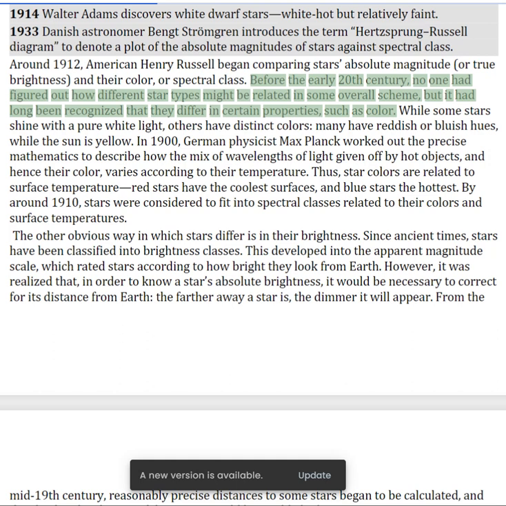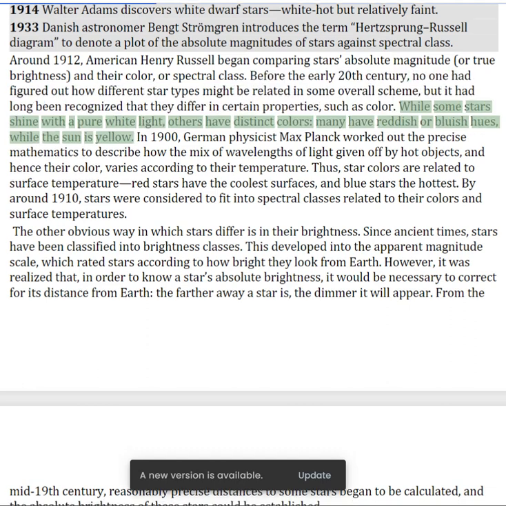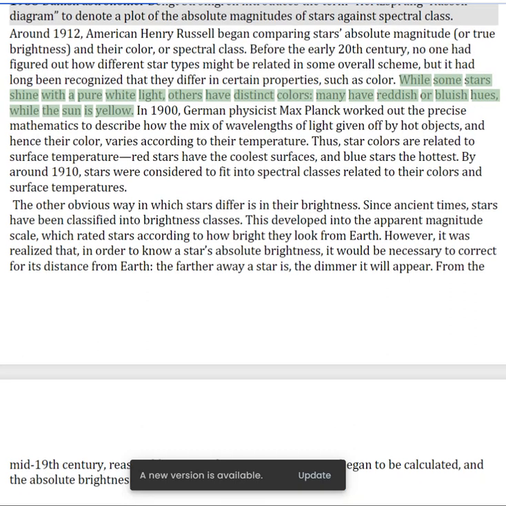Before the early 20th century, no one had figured out how different star types might be related in some overall scheme, but it had long been recognized that they differ in certain properties, such as color. While some stars shine with a pure white light, others have distinct colors. Many have reddish or bluish hues, while the sun is yellow.